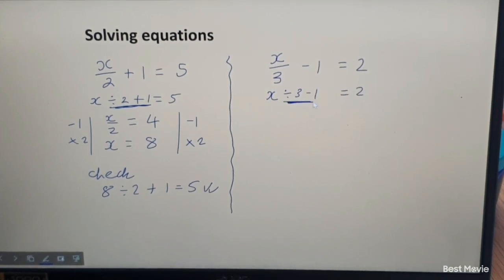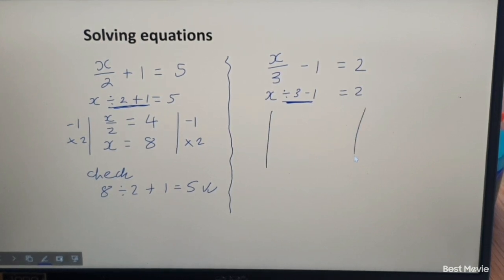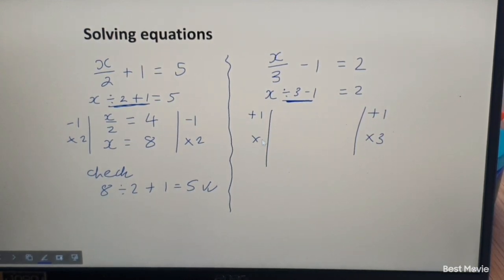Look at your operations and do the inverse operation in reverse order. So the last thing you did was take away 1, so that's the first thing that you should undo. Add 1 to both sides. And then also you divided by 3, so the inverse of that will be multiplied by 3.